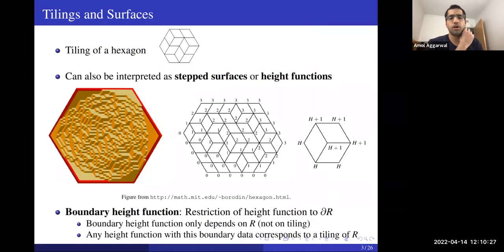Okay, so we call the boundary height function the restriction of the height function to the boundary of the domain. So for example, for this hexagon, the boundary height function is 0 along these 2 sides. It's 3 along these 2 sides, and it's linearly increasing along these remaining 2 sides. Okay, so the boundary height function depends only on the domain and not on the tiling. This is a fact that you can convince yourself of combinatorially. And any height function with this boundary data corresponds to a tiling. So I can go back and forth between height functions and tilings, so I will often just use the 2 words interchangeably.